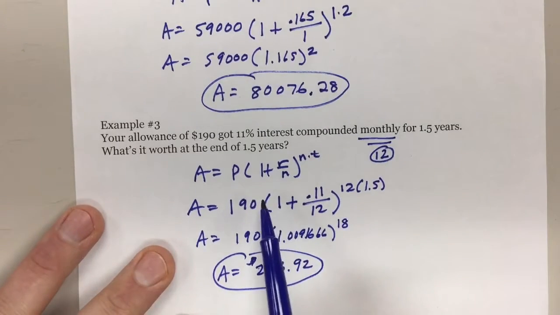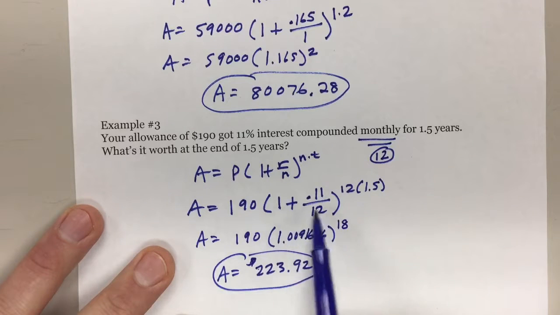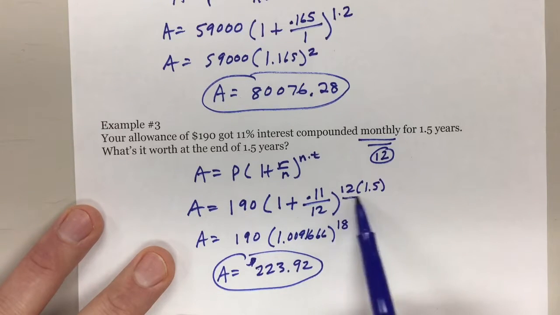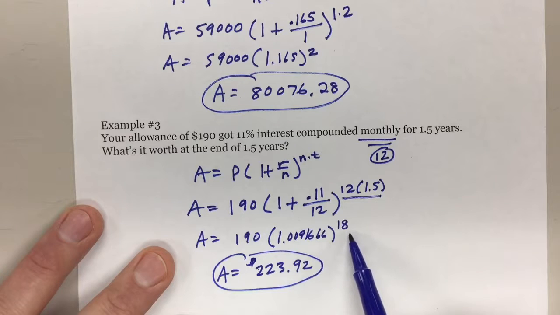So again, fill in the values into the equation. Do what's in parentheses first, and inside the parentheses, you need to do the division first. So divide, add the 1. At the same time, you can multiply these two together, giving us 18. Then, by order of operations, the next step is to take this to the 18th power, because exponents come next. And at the very end, we multiply by 190.